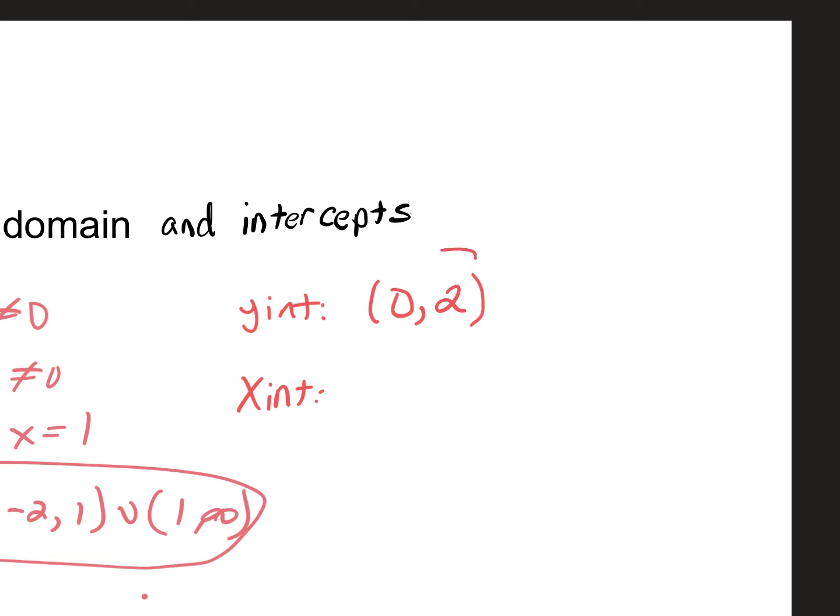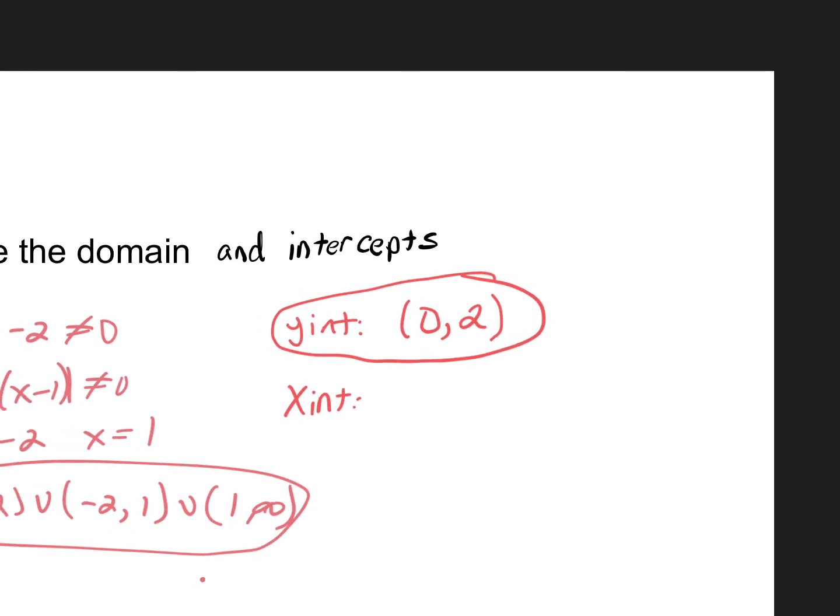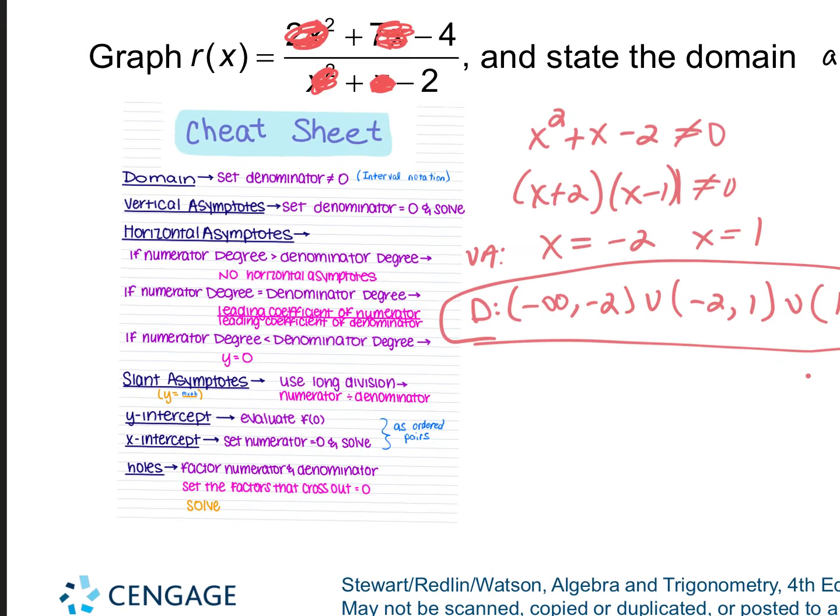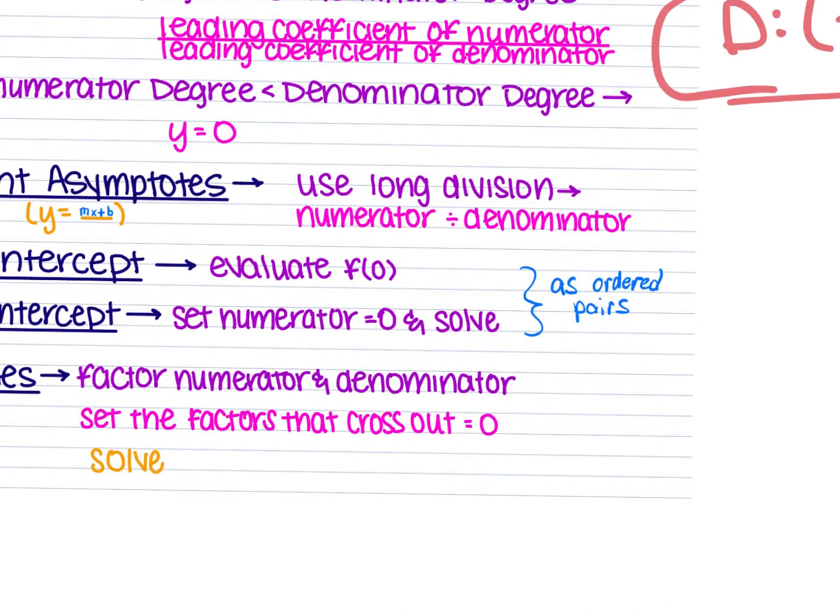Was that super difficult? No. It's just a matter of knowing what to do. So now we look back and think, she's trying to trick us, make it seem like it's easy, and it's really not. How do you find the x-intercept? What does the cheat sheet tell you to do? Set the numerator equal to 0.